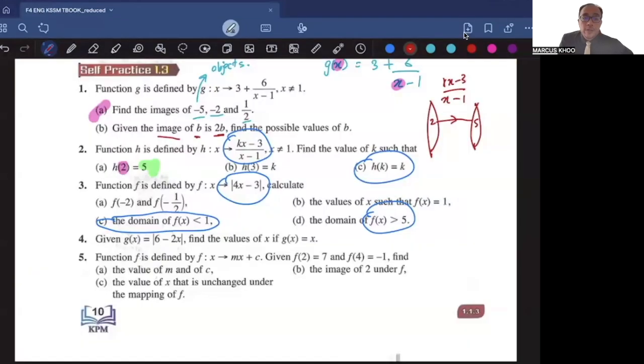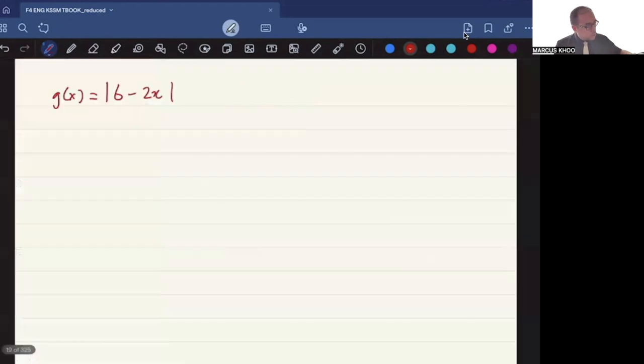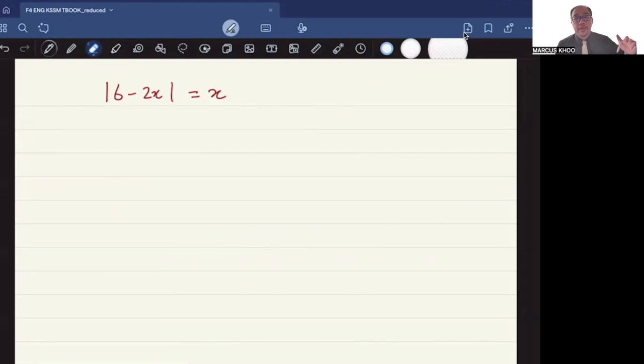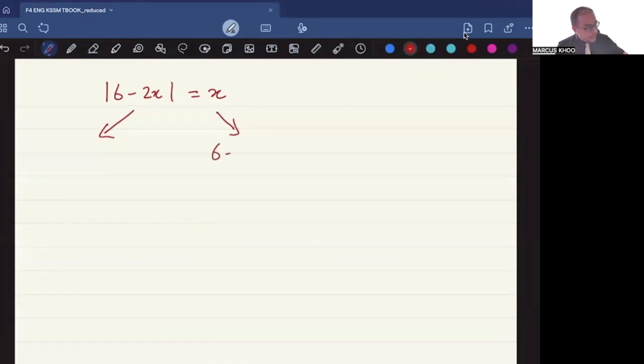Okay, question 4. Given that, you have this modulus again. Now we find g(x) equals x. So we're just going to do it normally. Since we already have the image, I'm going to remove this. So we start with this. Whenever we do this, we have to split it into 2 answers, as we have previously done. So we open the modulus: 6 minus 2x equals x, and the other one is 6 minus 2x equals negative x. One positive, one negative.